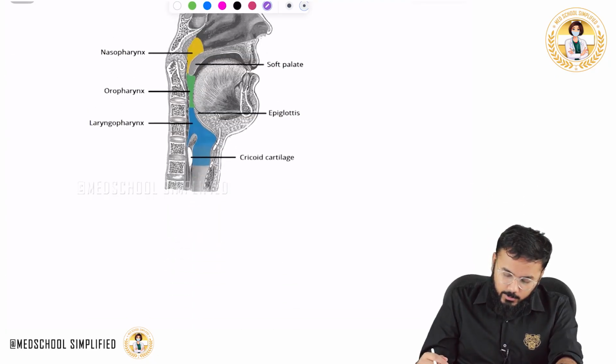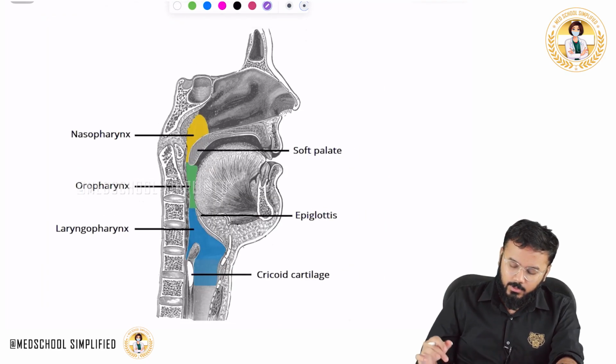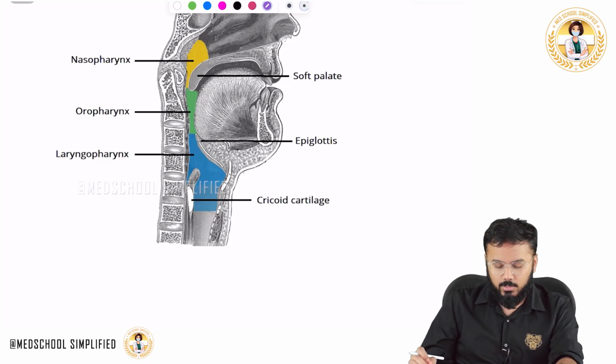So just look at this particular picture over here. Now in this picture, what are the important things you can see? This yellow color one is called your nasopharynx. The green color one is called your oropharynx, and down here it is laryngopharynx.